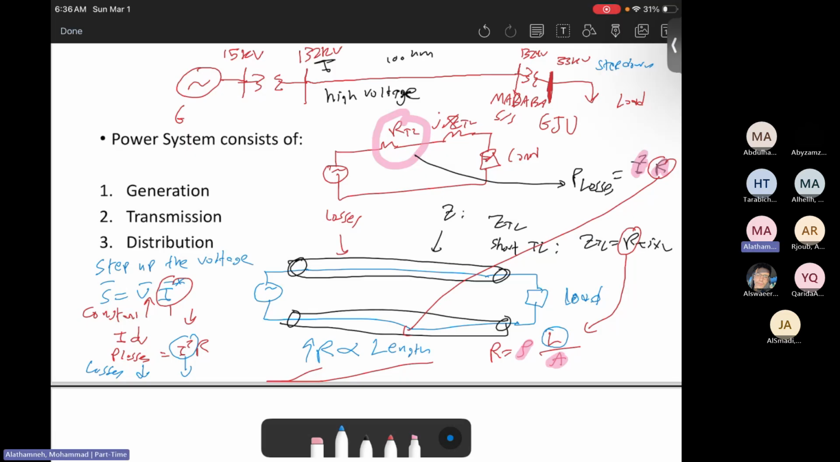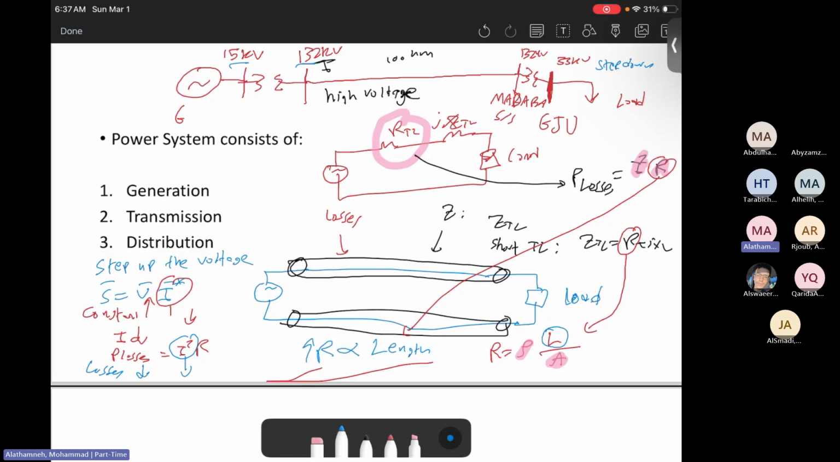Keep in mind, when we did the step up from 15 kilovolts to 132 kilovolts, we did it at once, in one time, in a single shot. However, when we are doing step down, we won't do it in one step. We will do it in several steps, small step by small step. Then we transmit the power from 132 kilovolts to 33 kilovolts.